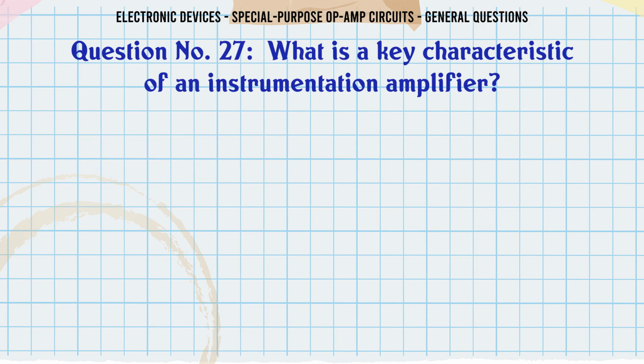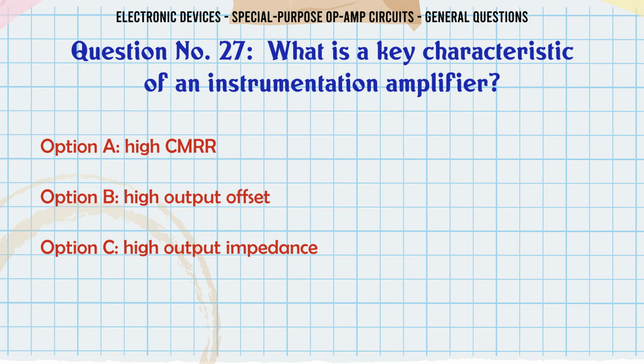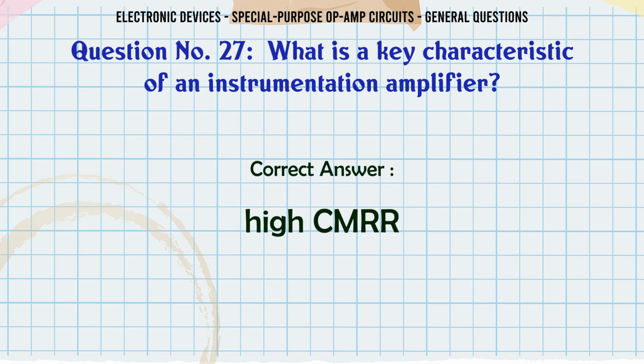What is a key characteristic of an instrumentation amplifier? A. High CMRR. B. High output offset. C. High output impedance. D. None of the above. The correct answer is high CMRR.